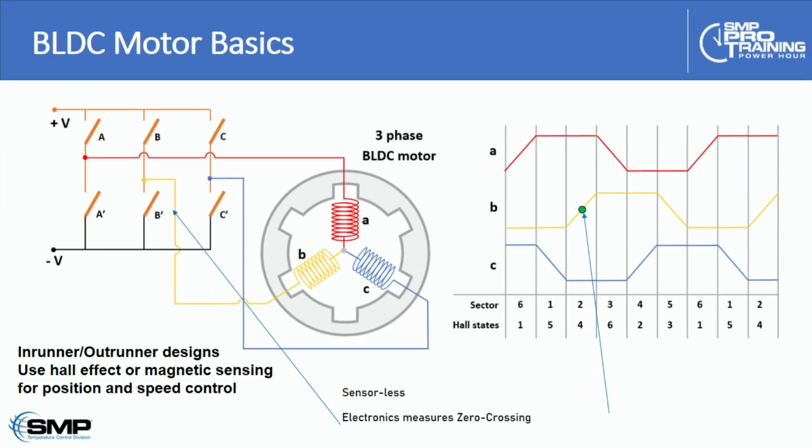It's almost like an alternator in reverse. You see it's got three phase windings here, and by electronically controlling the power and the grounding of each of these windings, we can essentially make the magnetic field rotate around a series of magnets, and we can create a rotating magnetic force.